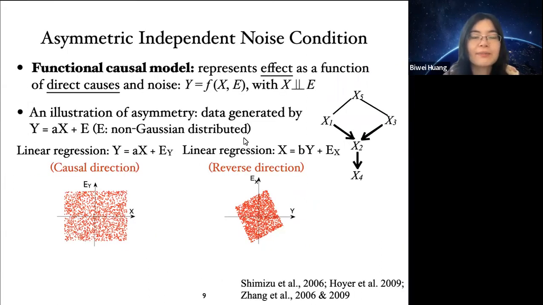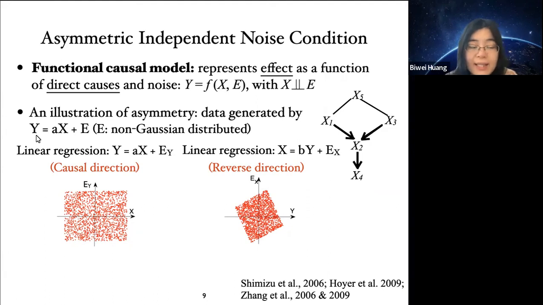Now let's go one step further: extract asymmetry by leveraging the independent noise condition. We assume each variable satisfies a functional causal model. That is, the effect Y is a function of its cause X and the noise term E, where the noise term represents unobserved factors that influence Y. And the cause X is independent of E, which is a property of the causal system when there are no latent confounders. Now let's see a simple illustration of the asymmetry.